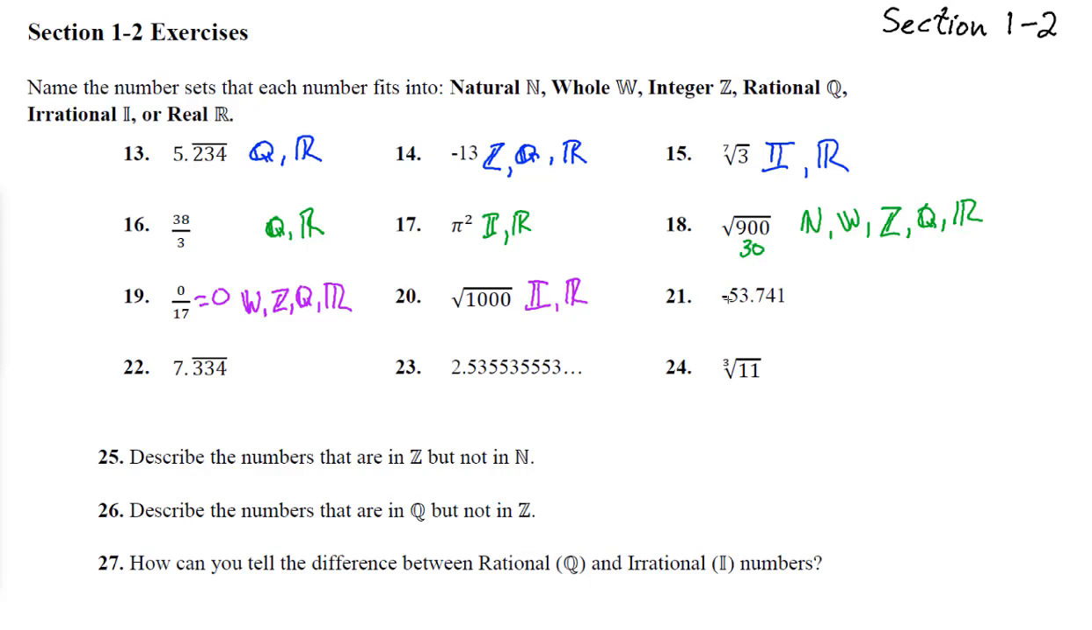Number 21, negative 53.741. This decimal, look at that. It stops, so it is indeed rational. And we can tell it's not a natural, whole, or integer because it has a decimal portion on it. So that's rational and real.